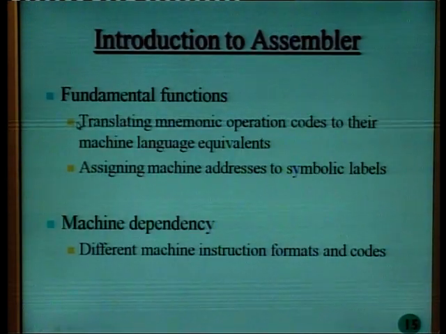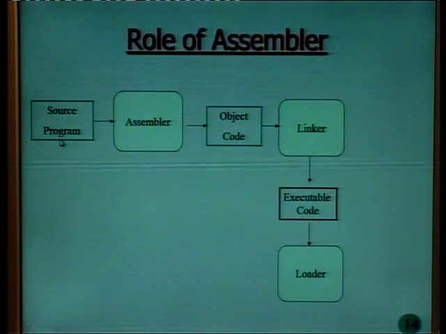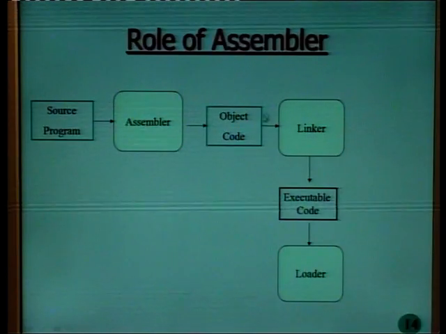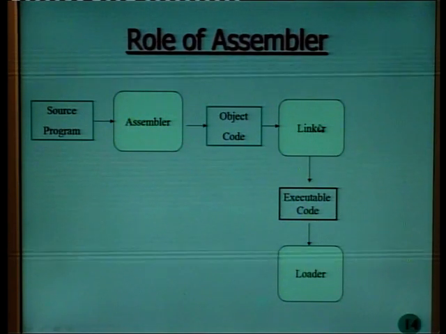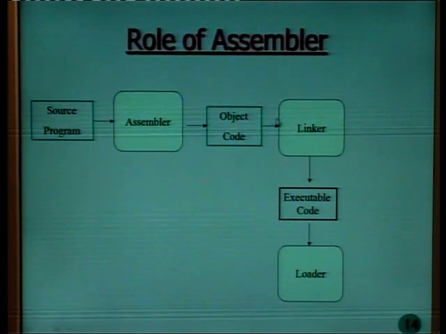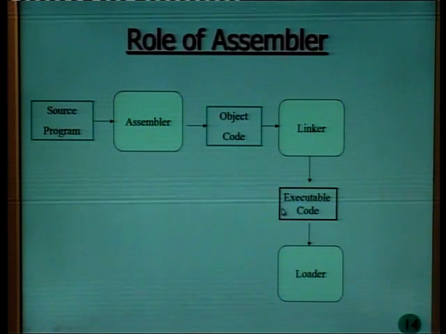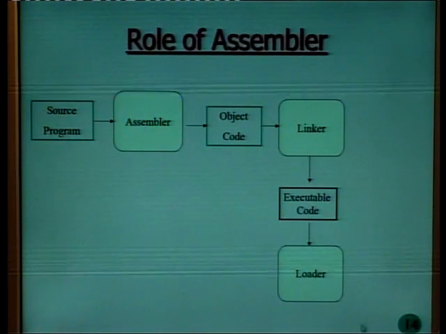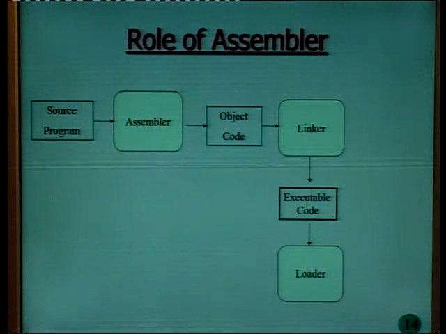This is the source program written in the assembly language in the form of mnemonics. The assembler converts these mnemonics into object code with information for the linker. The linker links different object modules and makes a single executable file. This executable file is later loaded by the loader into the main memory of a computer system and prepared for execution.